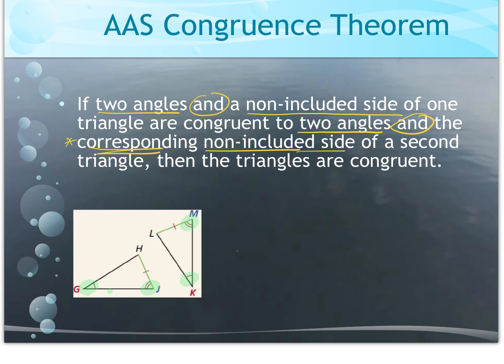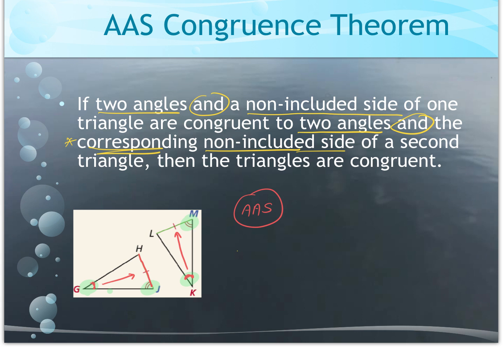What we have is this other side over here. Okay, so that's the side opposite the single tick mark. If that side on the other triangle is congruent, then angle angle side works here. So notice where the single tick mark is, and notice that it's opposite the single angle mark. That means that angle angle side is what works here. It's two angles and the corresponding non-included side.